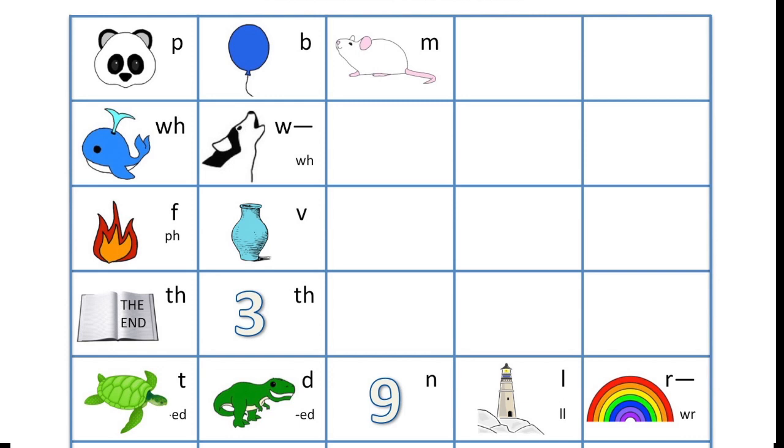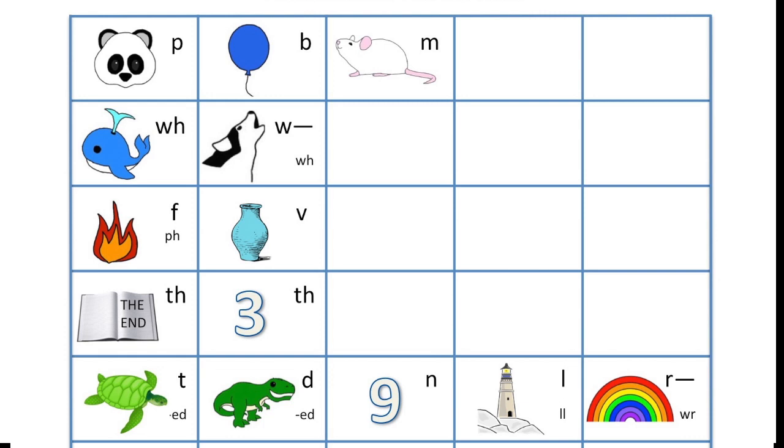Now let's try the next row. WH and W. WH is unvoiced and W is voiced. In some parts of the country, they're pronounced the same. I pronounce them both the same, both voiced like W. Now, F, V. This is why leaf changes to leaves. F is unvoiced, V is voiced.